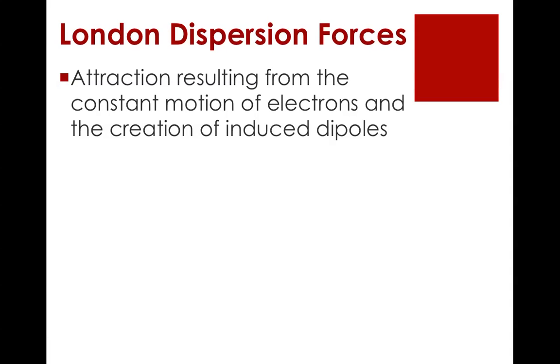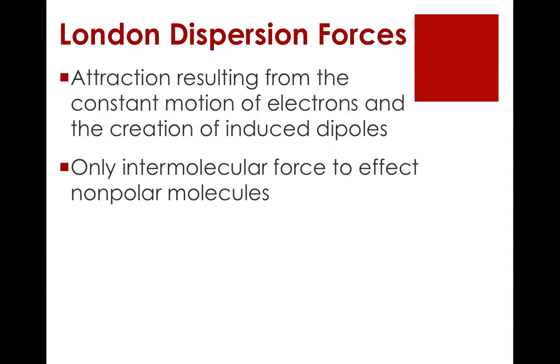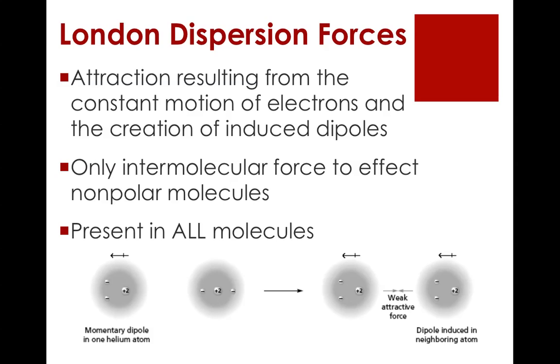A London dispersion force is an attraction resulting from the constant motion of electrons, so you are making an induced dipole. What that means is that in an atom, the electrons are moving around, and sometimes all the electrons are on this side, and then sometimes all the electrons move to the other side. When electrons move in there, it is a momentary dipole, which means like a magnet, for a very brief moment, it makes two sides, a negative side and a positive side. Those will attract and repel each other, and that's called a London dispersion force.